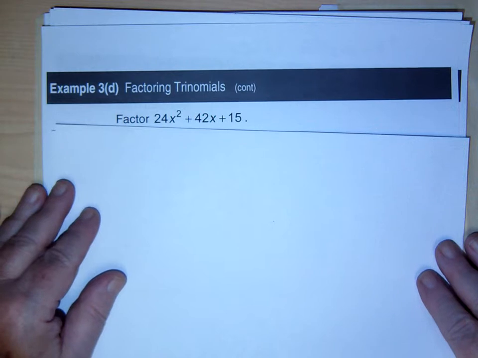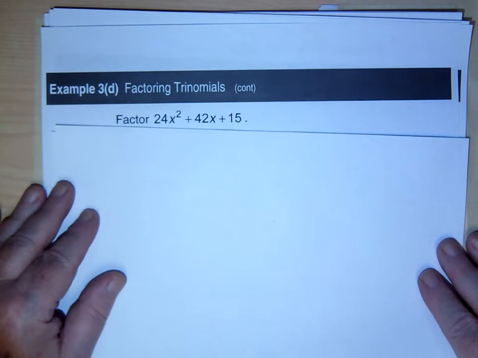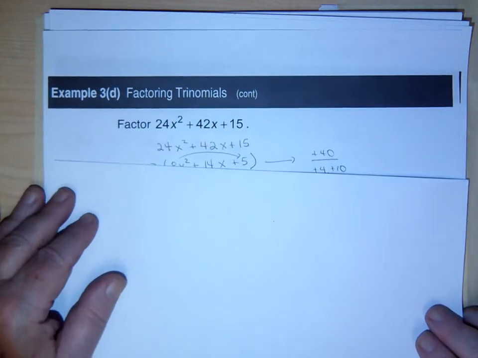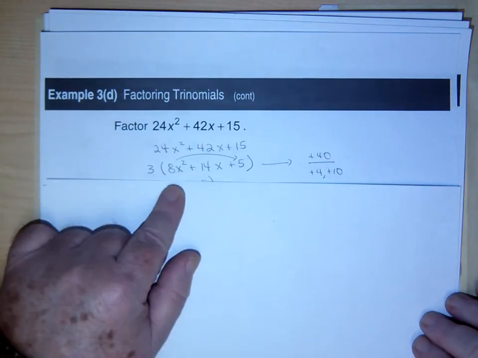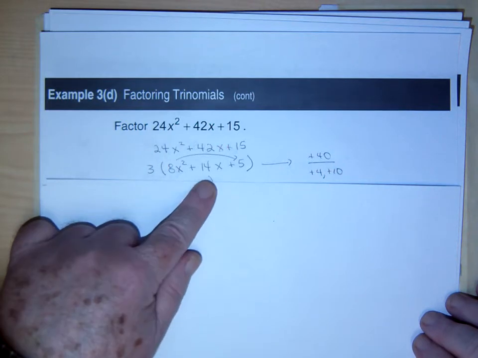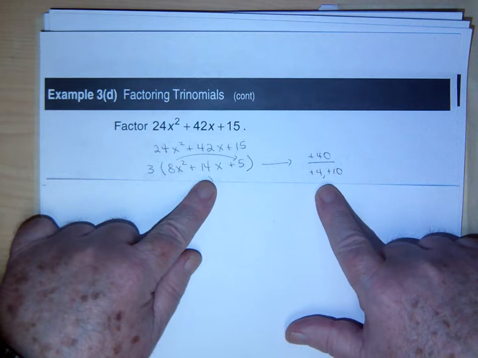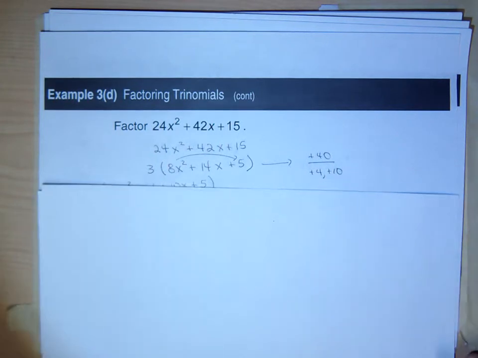Sometimes you combine processes. Here, the problem is made easier by factoring out a common factor, and it looks like 3 is a common factor. So if we factor 3 out first, we're left with 8x squared plus 14x plus 5, which can in turn be factored. We multiply 8 times 5 to get plus 40, and we realize that the middle term can be decomposed into plus 4 and plus 10.